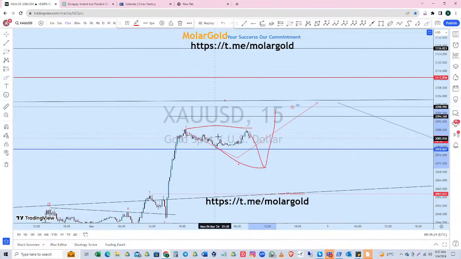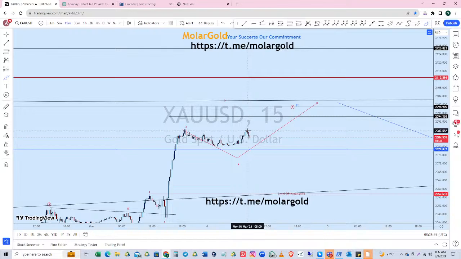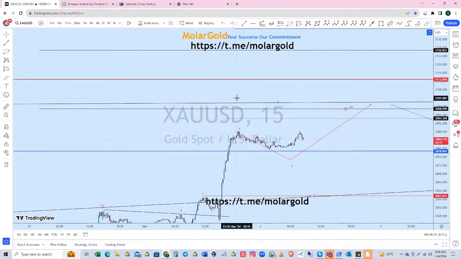So this is what I'm expecting with gold today. I'm expecting that we should have an expanded flat. Don't forget, we can also have a running flat. It can just come somewhere here like this and then back up. But I am looking for an expanded flat. I always like the expanded flat, and then we go back up. Then we complete our red degree.